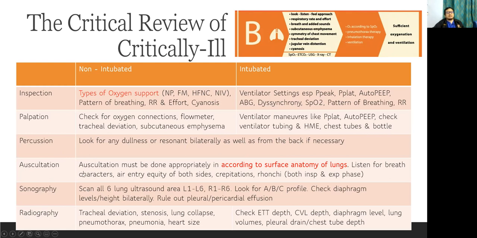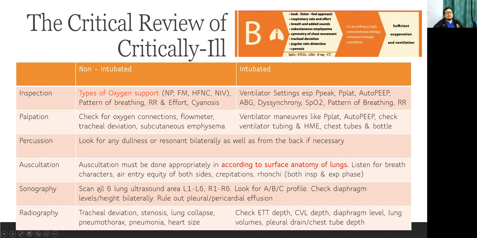Examination of percussion and auscultation must be done appropriately according to the surface anatomy of the lungs. This is one thing that a lot of junior doctors make a common mistake on. You have to listen for breath characters, air entry equality on both sides, crepitations, rhonchi, in both inspiratory and expiratory phases.